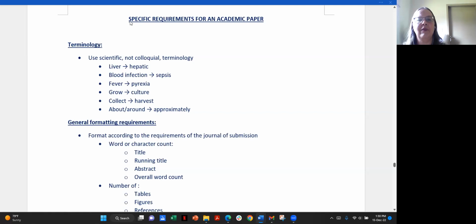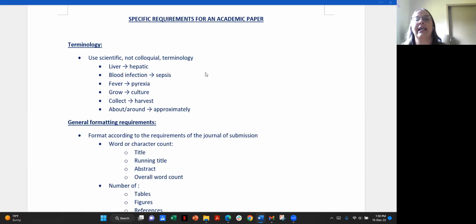Now I'm going to quickly just go over specific requirements for an academic paper. So as I mentioned before, you're not writing a magazine article or a letter, and it's not conversational. So there are specific things that will just polish your paper and help it to have a better chance of being accepted by the journal that you're submitting to. One of the things that I find happens quite a lot is the use of terminology. Especially if English is not your first language, you might not be familiar with some of the terms.